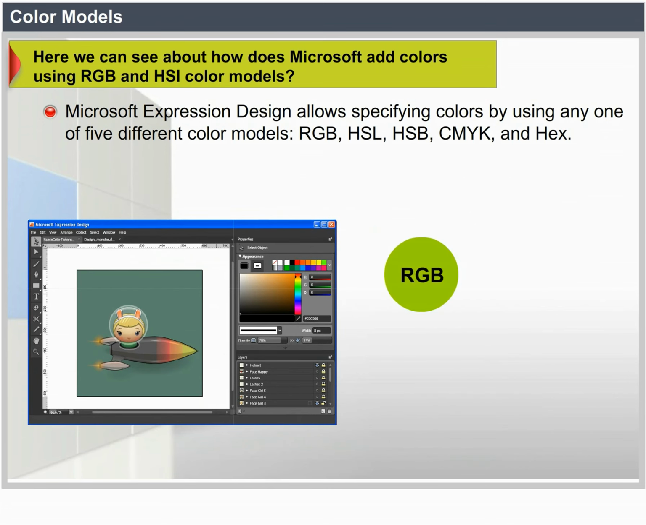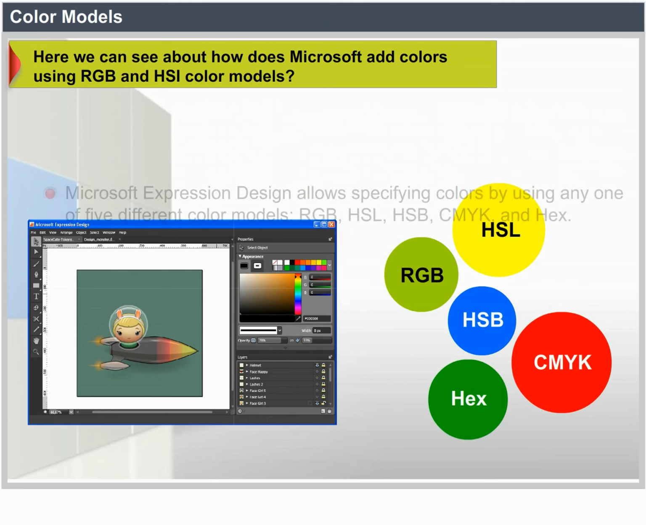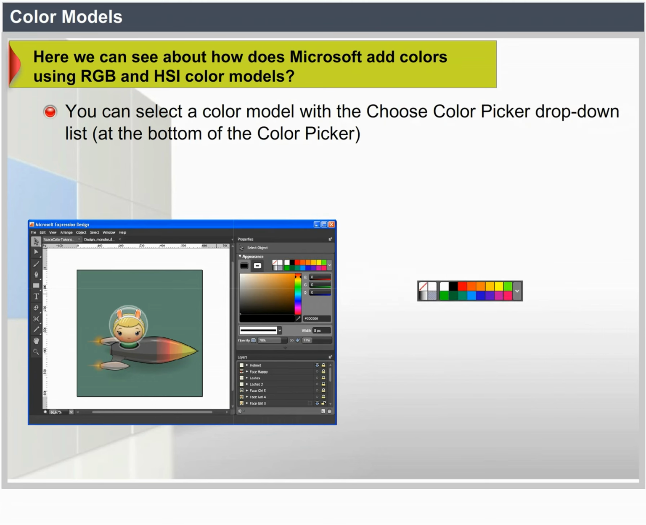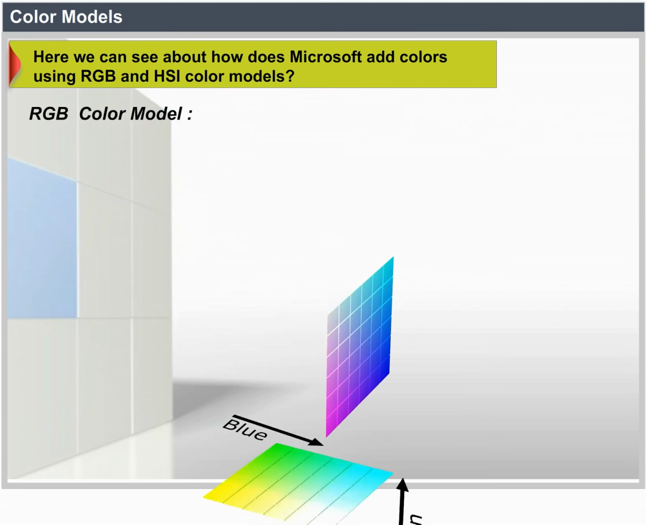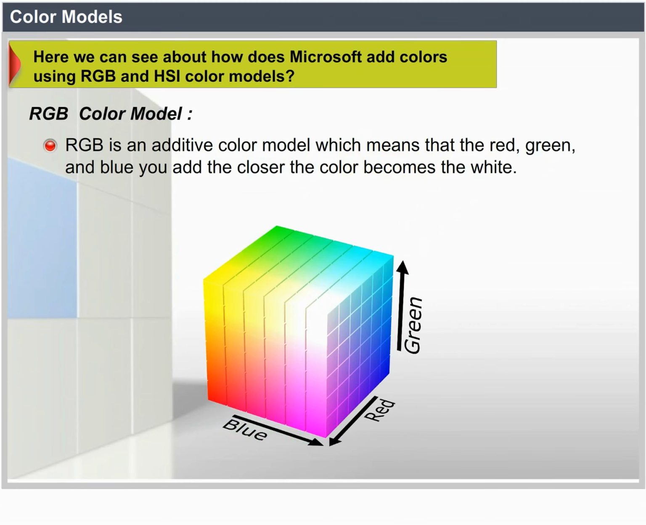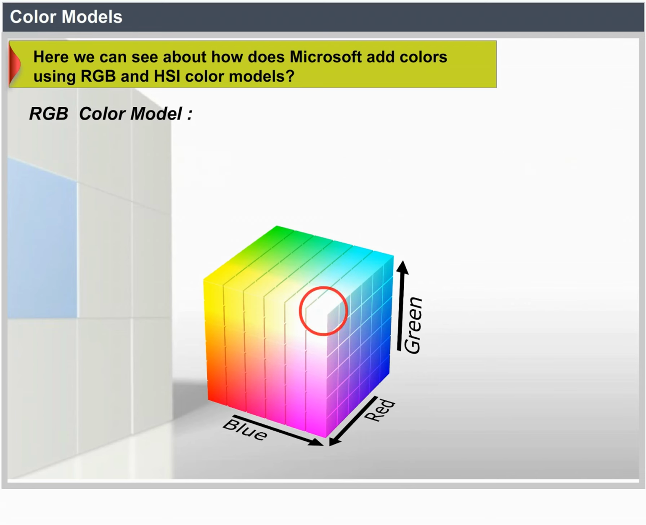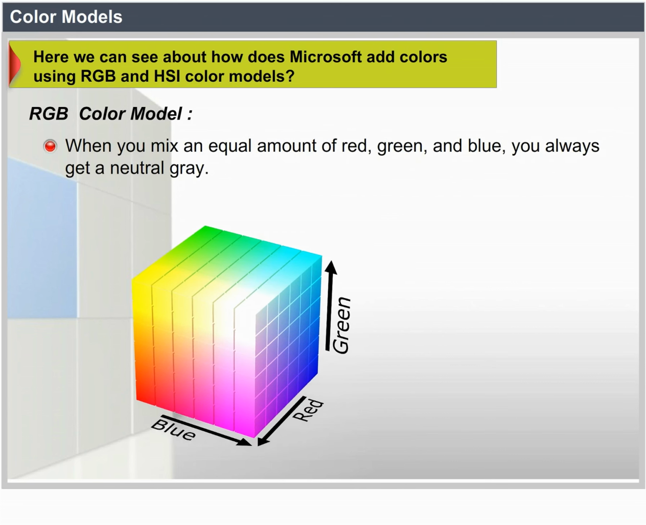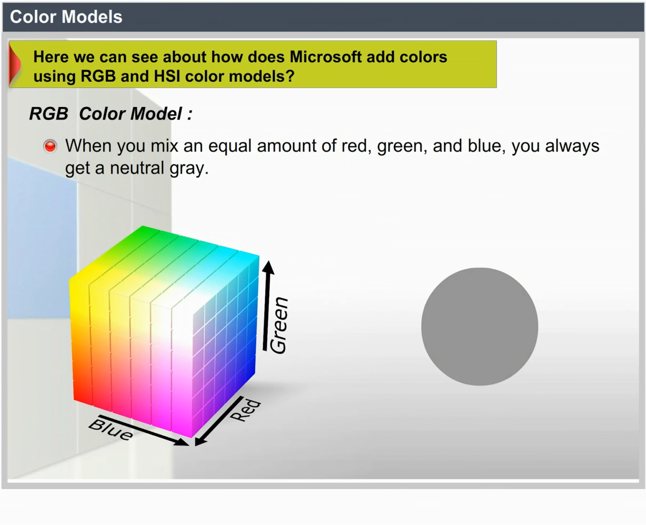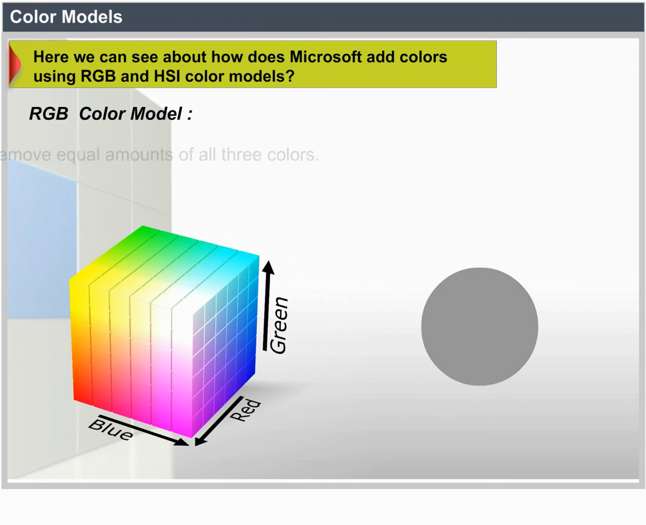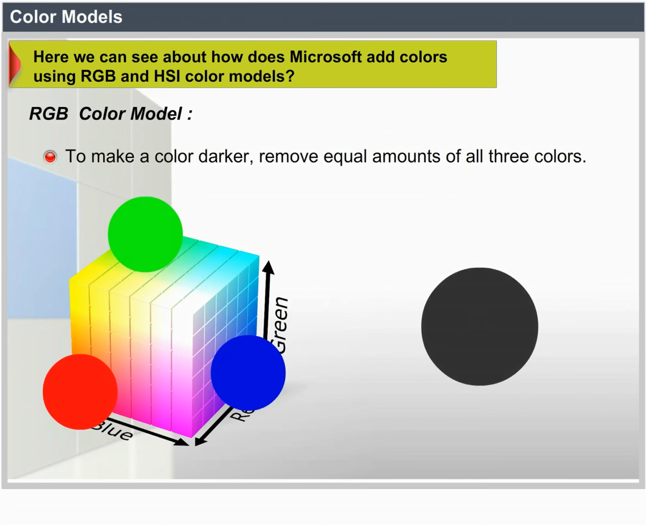Microsoft Expression Design lets you specify colors by using any one of 5 different color models: RGB, HSL, HSB, CMYK, and HEX. You can select a color model with the Choose Color Picker drop-down list at the bottom of the color picker. RGB color model. RGB is an additive color model, which means that the more red, green, and blue you add, the closer the color becomes to white. When you mix an equal amount of red, green, and blue, you always get a neutral gray. To make a color darker, remove equal amounts of all 3 colors.